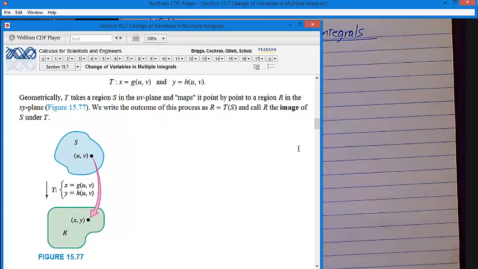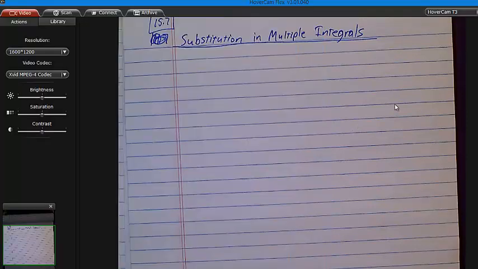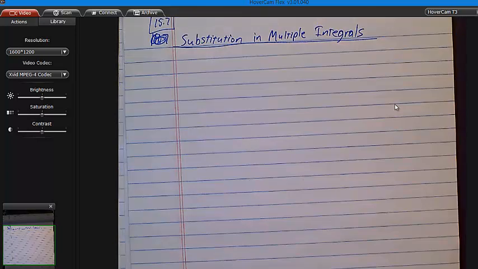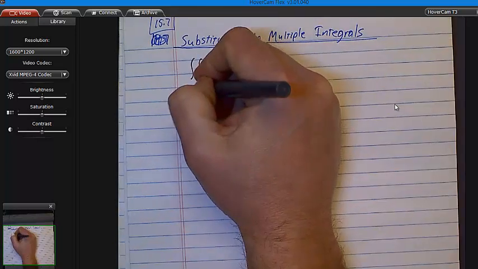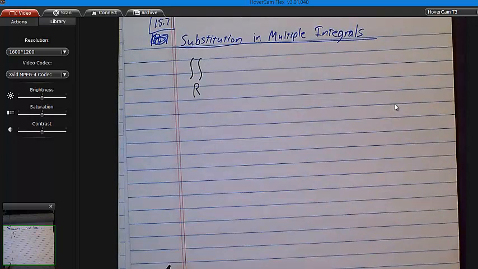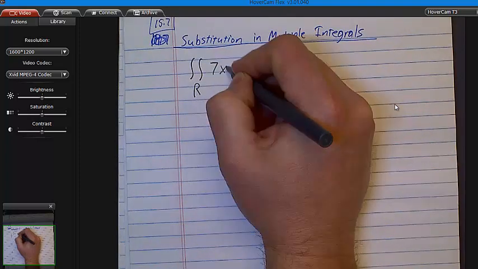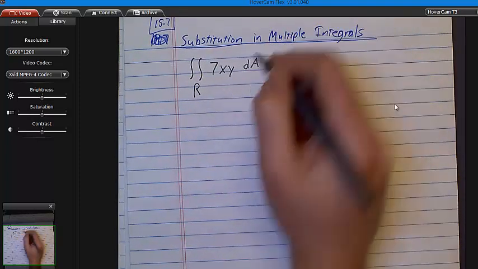I want to give you an example or two that'll kind of guide us along what's really going on here. So let's kind of go to the notes here and see if we can do that. So if I start with this, suppose I'm going to, let me use gray. I'm going to do the double integral over my region R, where what I'm going to integrate is, let's say, 7xy dA.